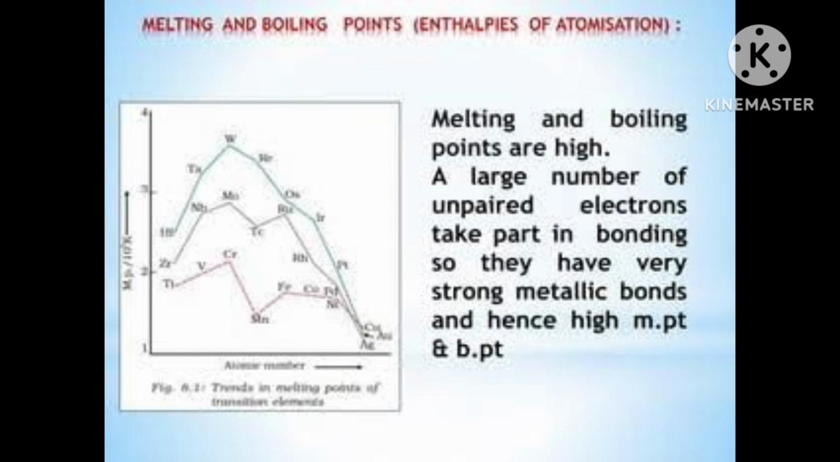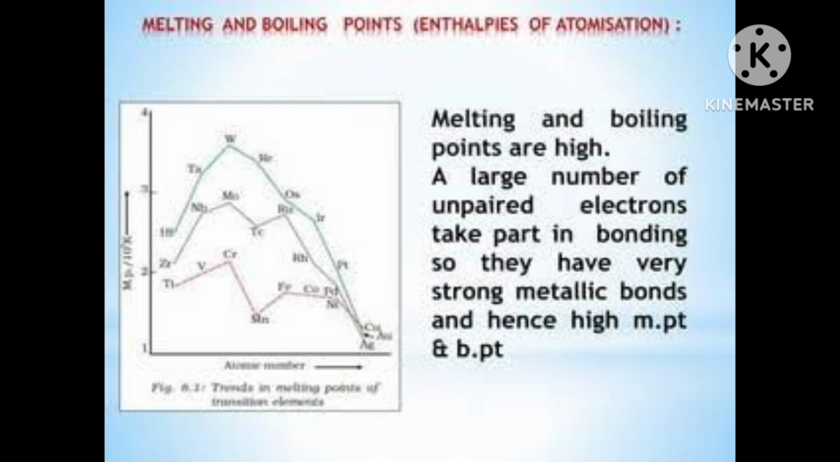Then what will happen here is that, due to this intervention of the 4f orbitals, which must be filled before the 5d series of elements begins, the size will be as it is, just like the second series. What is their size? The third series size will be almost the same. Third and second will be almost the same.